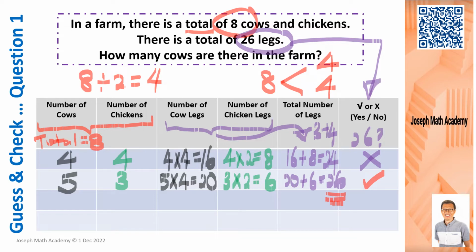So let's look at the main question. How many cows are there in the farm? The answer is 5. So the answer will be 5 cows in the farm. Alright, so that's how guess and check is done. Alright, let me show you question 2.